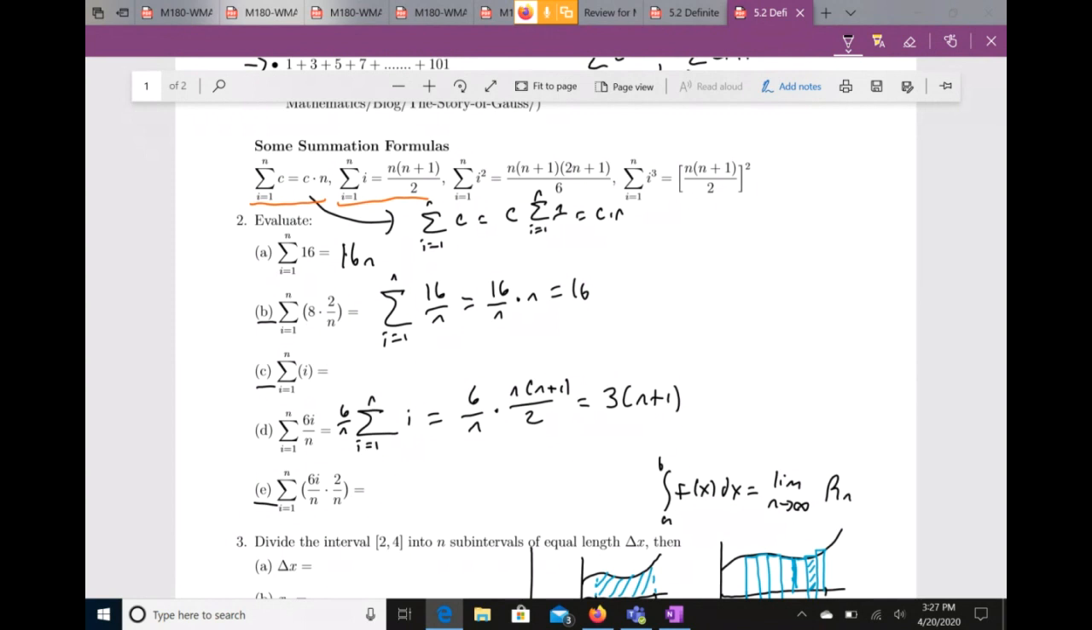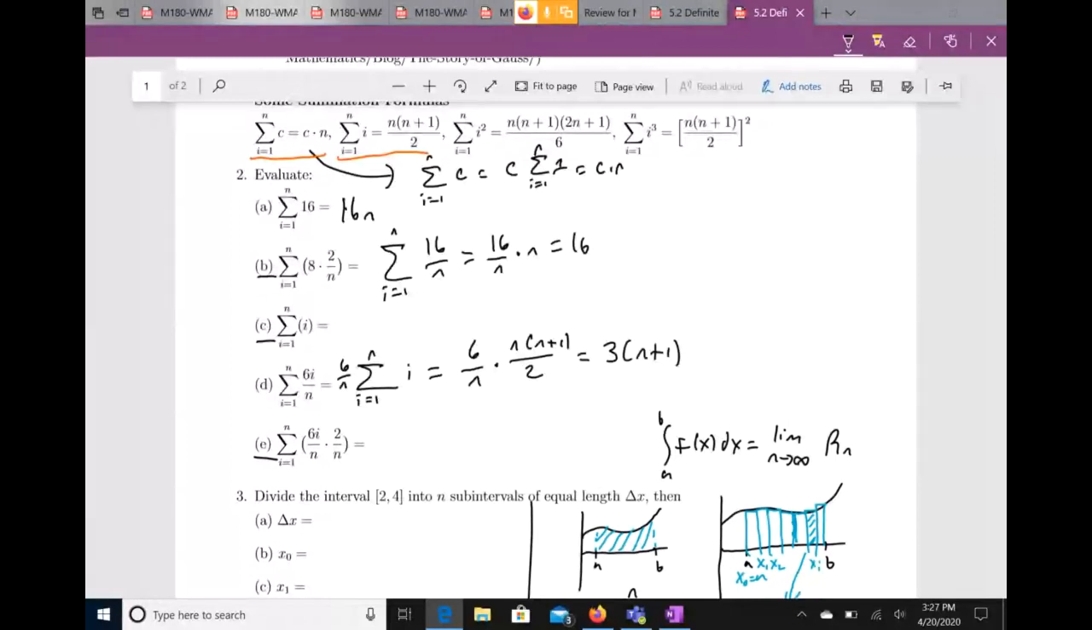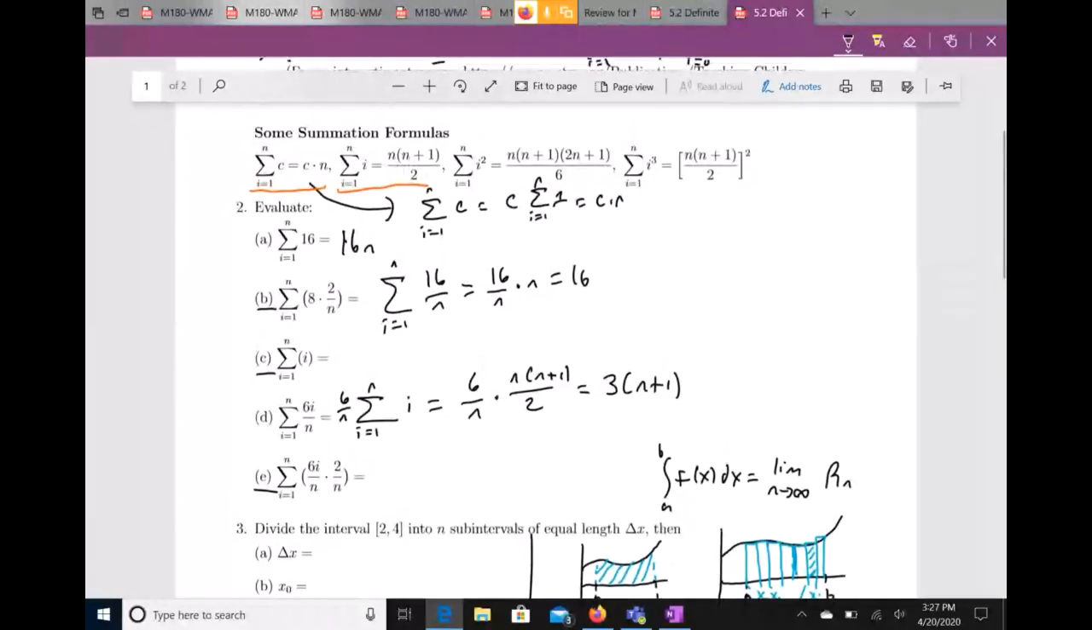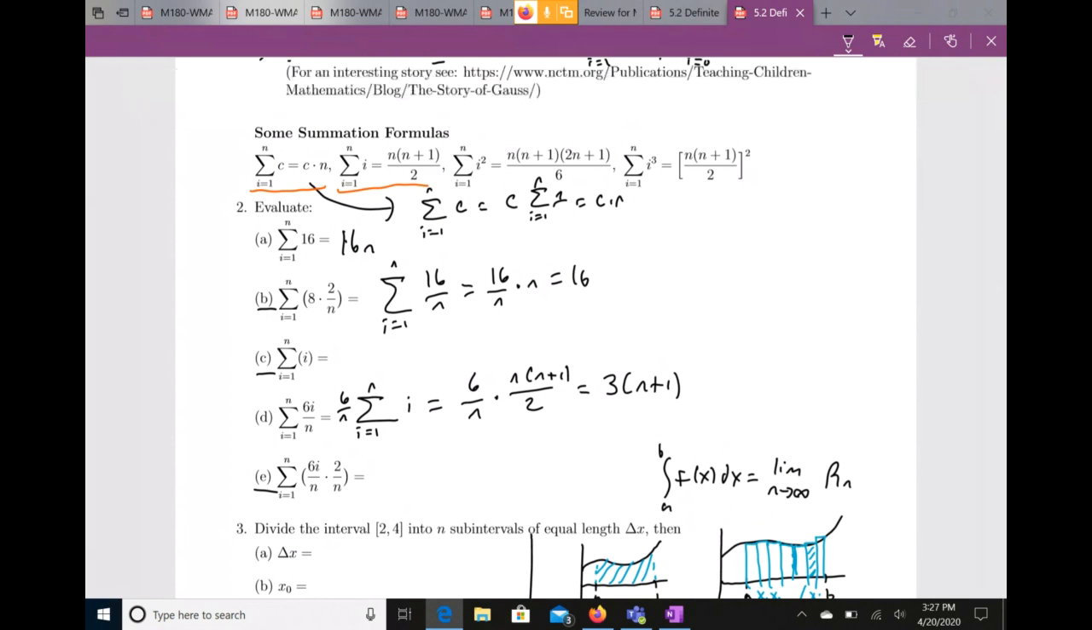Okay. Part C is the sum from 1 to n of just the term i. So that's given to us explicitly in the summation formulas above, and we use it in the next problem as well, right? So if I just sum i from 1 to n, the formula is just n times n plus 1 over 2.